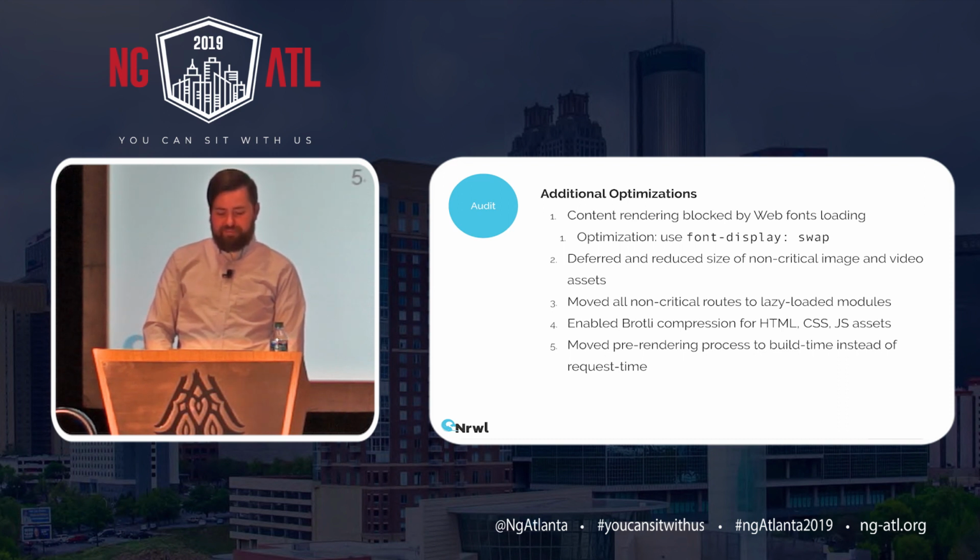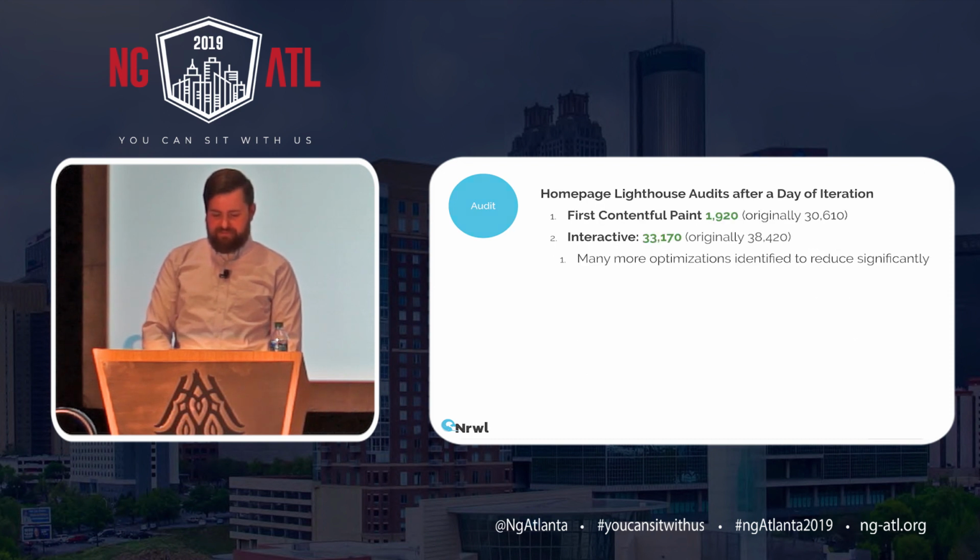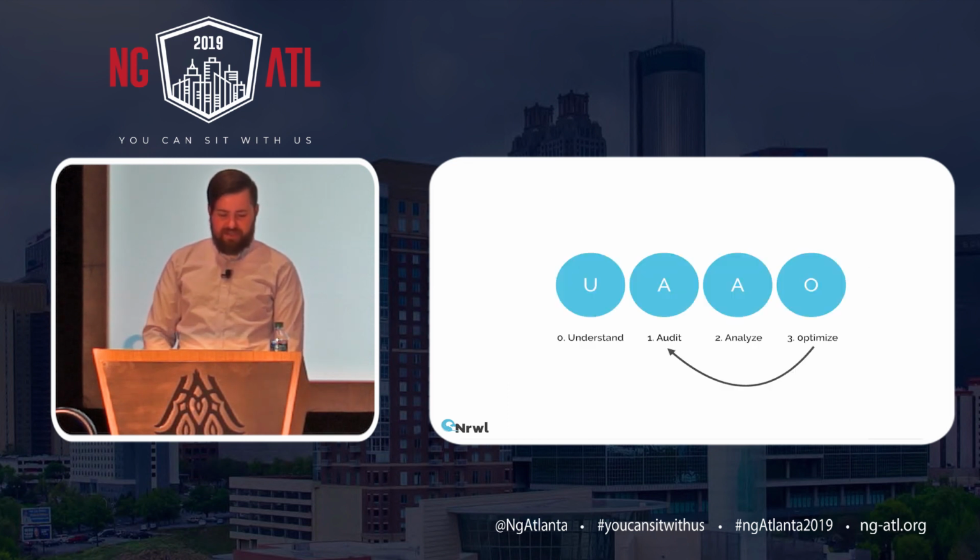And then we also moved pre-rendering to build time instead of request time so that you weren't doing this computation as part of the request lifecycle, and shaved off a couple hundred milliseconds that way. So with this client, we spent a day iterating. We got the first contentful paint down to 1,920 with the fast 3G and the settings that we started with, and down from 30,610 milliseconds just through a handful of optimizations. Interactive, we improved a little bit, but we focused a lot more on content for this client, and we identified a lot more optimizations to improve that number that we did later, and improved that number quite a bit as well.